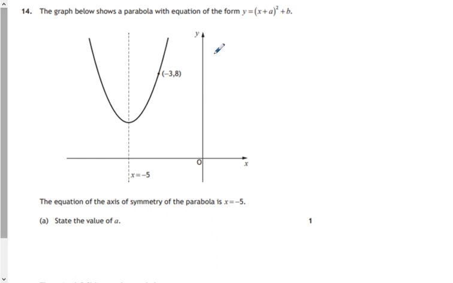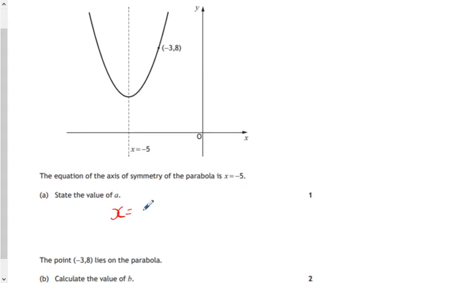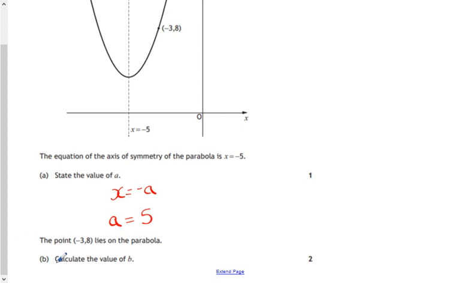So we know that in the completed square form, the equation of symmetry comes at x equals -a. So x equals -a is our equation of symmetry, giving us then that a must equal 5. The point (-3, 8) lies on the parabola. Calculate the value of b.